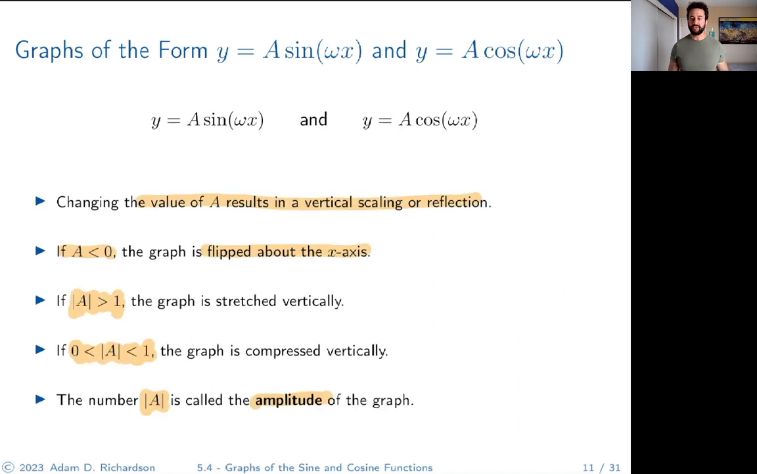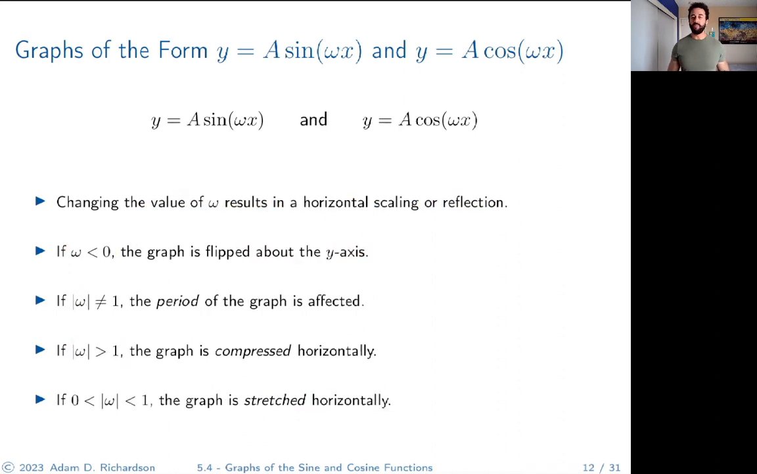Okay, so that's what happens when you change a. Now, if you change omega, that results in a horizontal scaling or a horizontal reflection. So if omega is negative, it's going to flip everything around the x-axis, just like we saw in the last section.